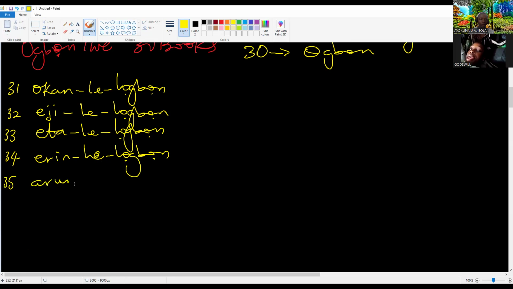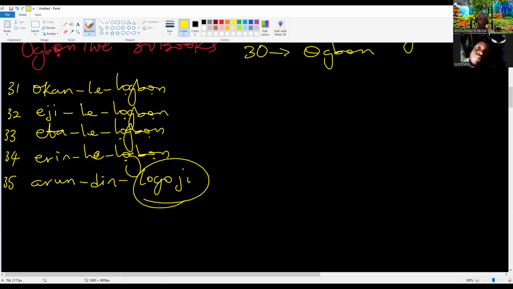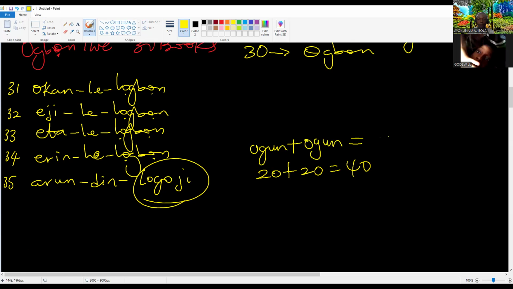That will be àrùn. Instead it will now be dín to the next one, which is 40. And 40 is ogójì, okay? Yes, sir. So dínlógójì. Where did ogójì come from? It came from 20 plus 20 is 40, okay? That is Ogun plus Ogun. How many Ogun do you see there? 2 Oguns, right? Yes, sir. That is Ogun Meji, right?